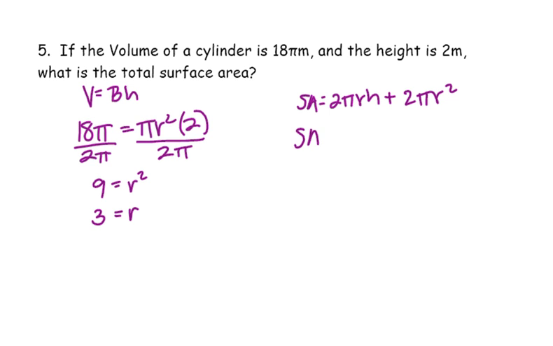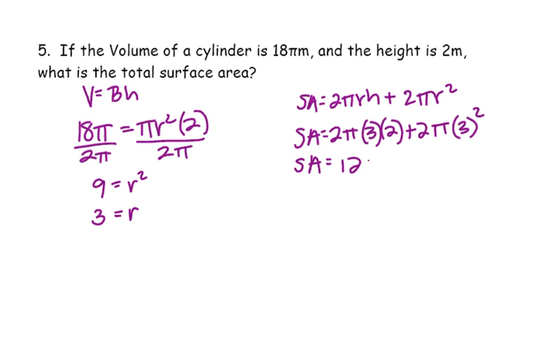All right, my surface area equals 2 times pi times my radius of 3 times my height of 2 plus 2 times pi times my radius squared. And I get, let me see, 12 pi plus 18 pi. So my total surface area is 30 pi meters squared. Final answer.